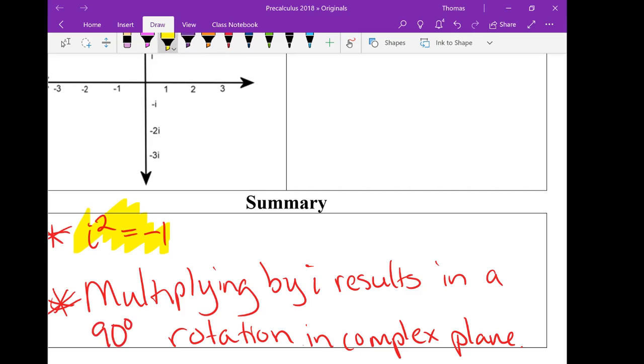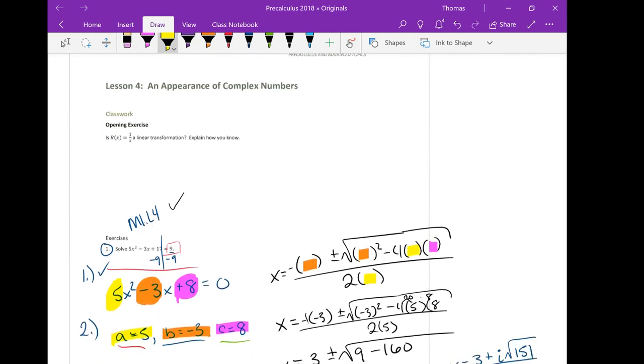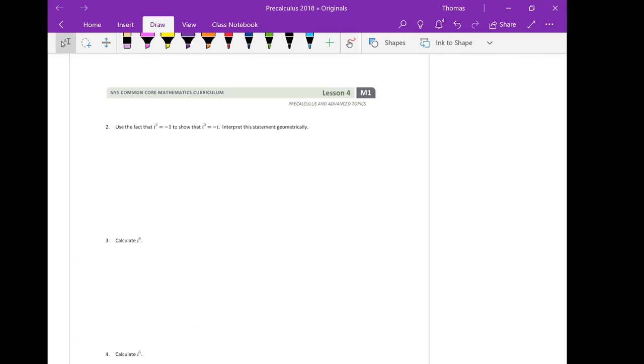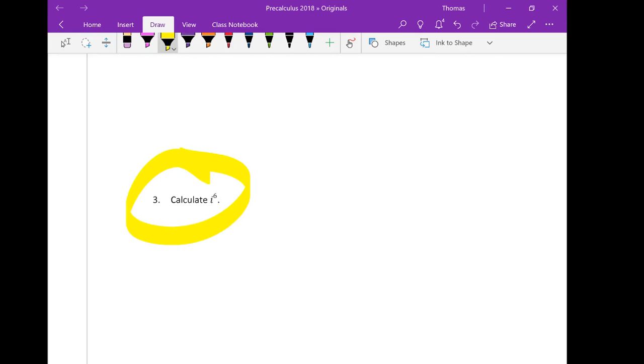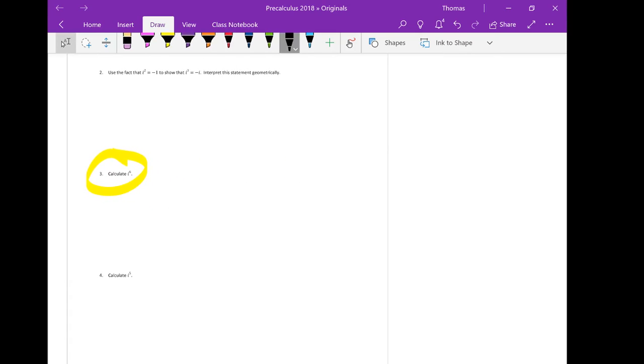So those are our two big takeaways from this part of class. And we will use them to compute powers later on in our classwork. So let's take a second, look over at your binder. On the second page of the lesson, we're going to look at how to calculate i to the 6th. So when we do this, we're going to do it both algebraically. So we're going to see how we can figure it out on paper. We're also going to do it geometrically.